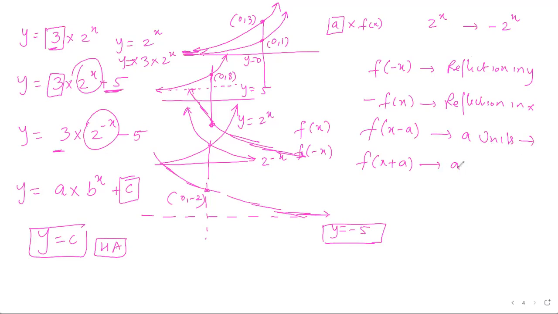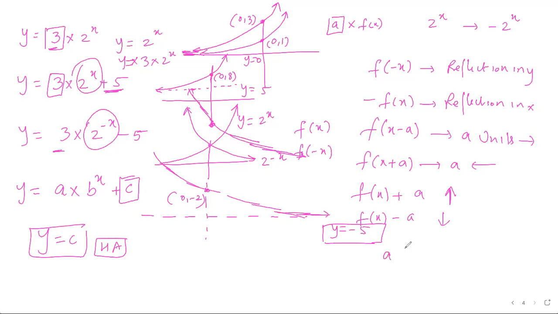This is to the right and this is to the left. F of x plus a means move the graph a units up. F of x minus a means move the graph a units down. So these are the basic transformations.